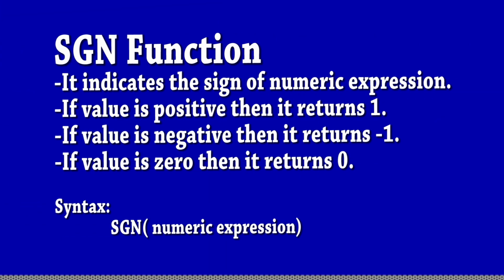Now we will read another function, that is the SGN function. It indicates the sign of a numeric expression. Means it checks only the sign. If the value is positive, then it returns 1. If the value is negative, then it returns minus 1. If the value is 0, then it returns 0. Means it will not display the value, it checks only the sign, either positive, negative or 0. Understood that? And here you can see the syntax is SGN and then a numeric expression.